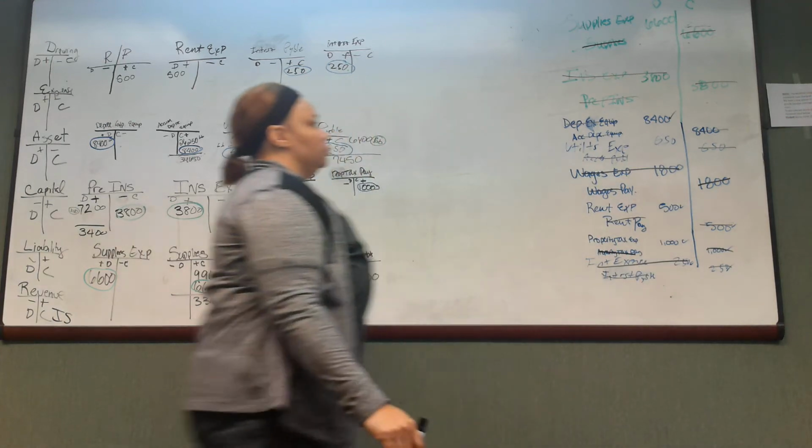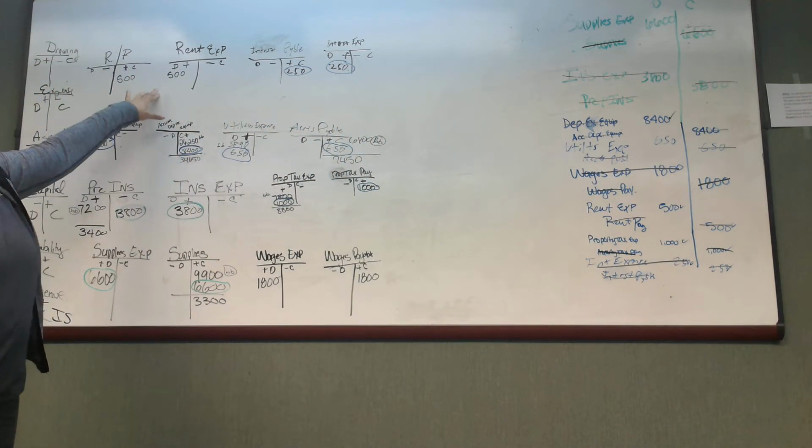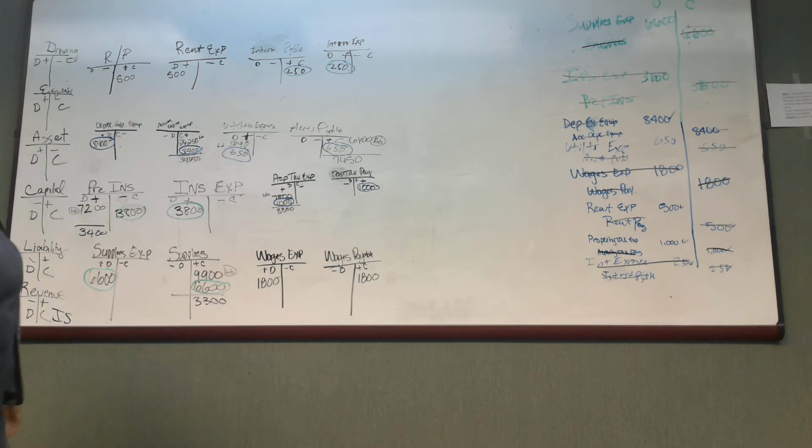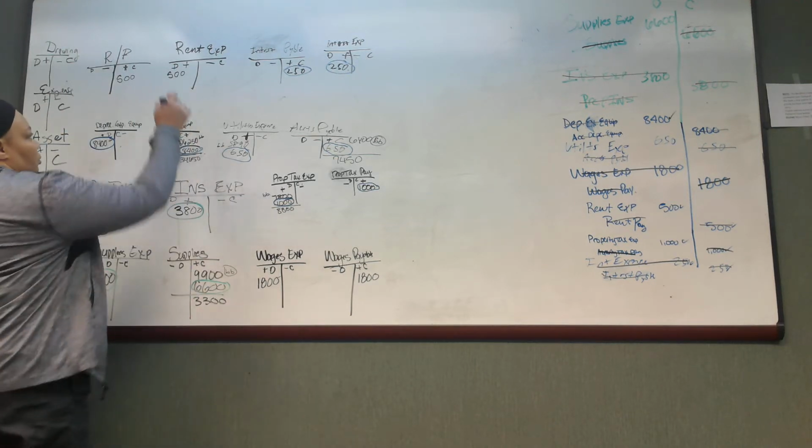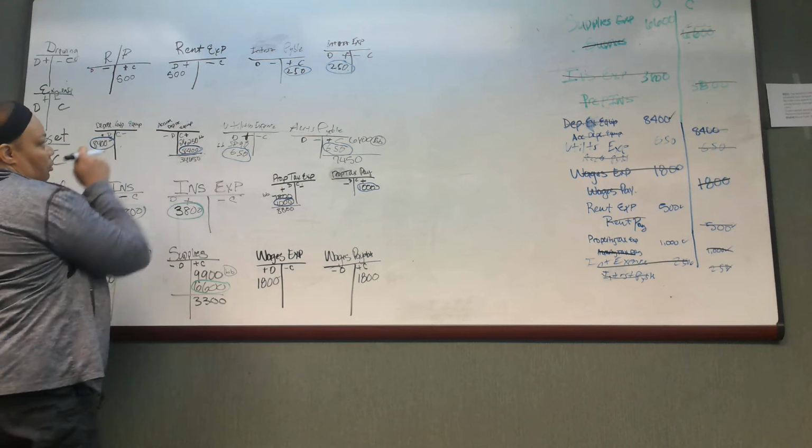So we have rent expense of $500. Previous balance was $12,000, so now I have $12,500. That's for the entire year. Supplies expense.